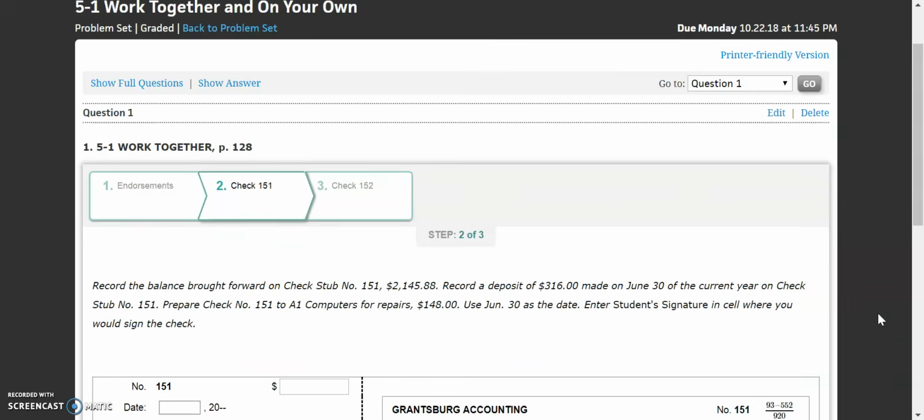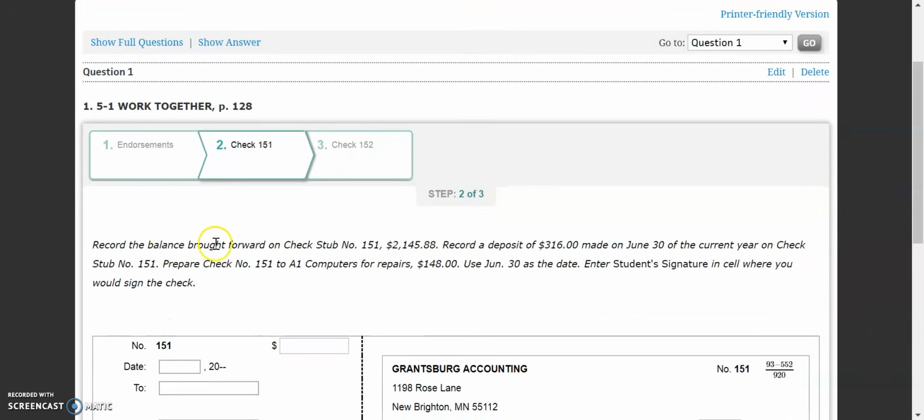Our instructions are that we're going to record the balance brought forward on check stub number 151, which is $2,145.88. We're going to record a deposit of $316 made on June 30th of the current year on check stub number 151. We're going to prepare check 151 to A1 Computers for repairs of $148. We use June 30th as the date. Enter student signature in the cell where we would sign the check. So there are lots of instructions here. Let's take it a sentence at a time so that we don't miss anything.